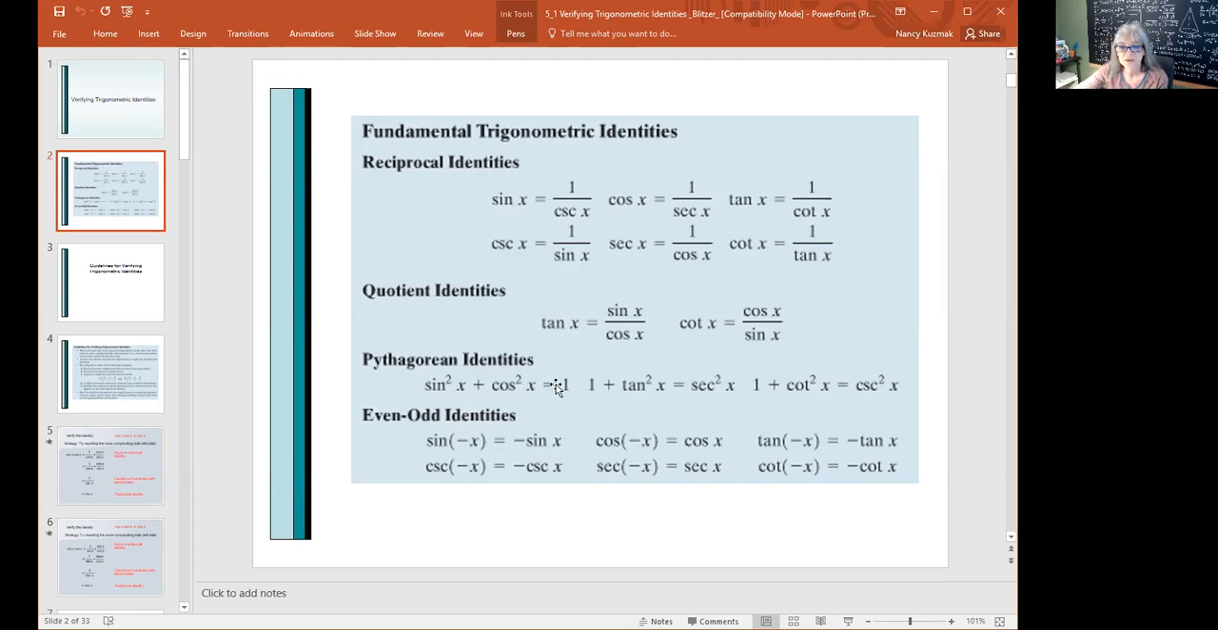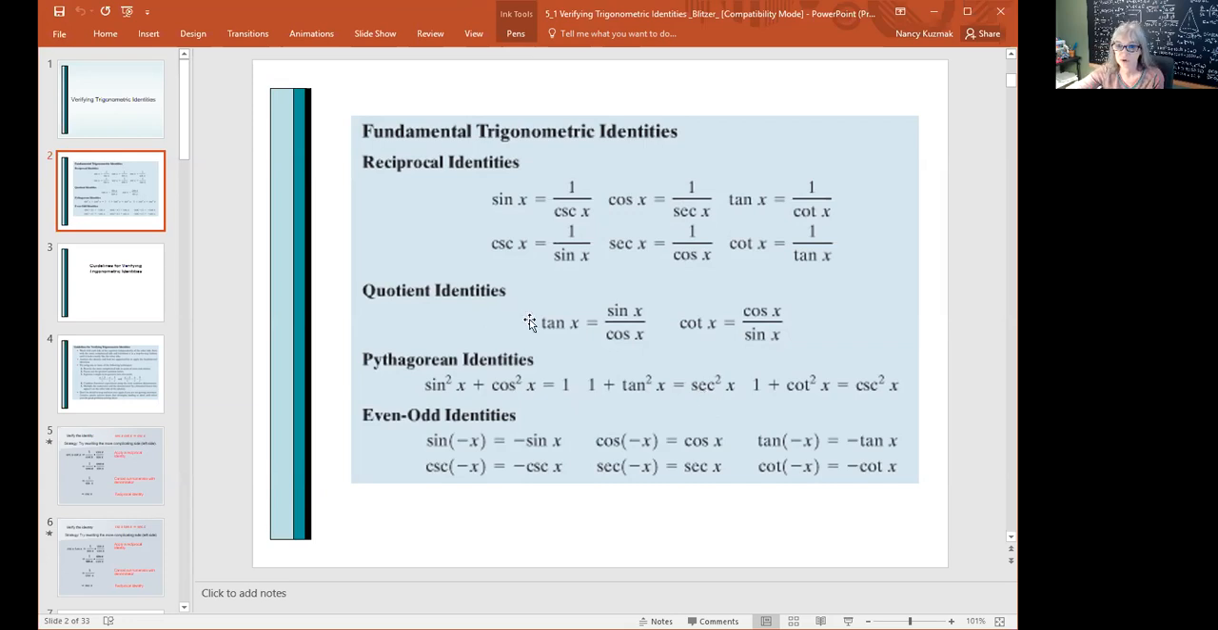Then we can take this equation and divide everything by sine squared. If we do that, sine squared over sine squared is 1. Cosine squared over sine squared is cotangent squared, according to the quotient identities. And 1 over sine squared is cosecant squared.